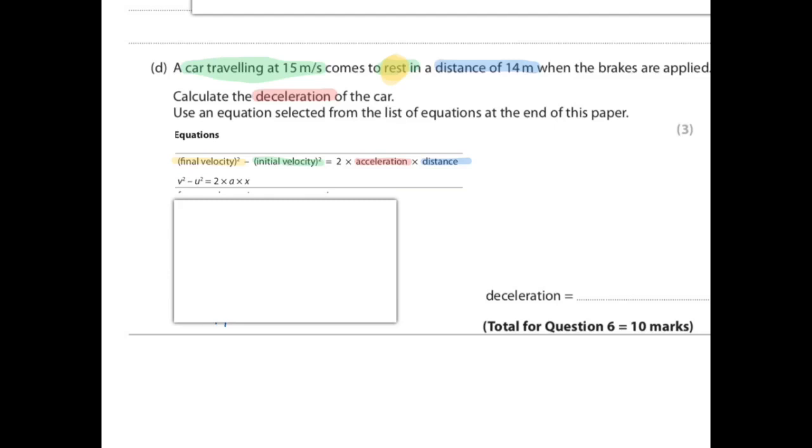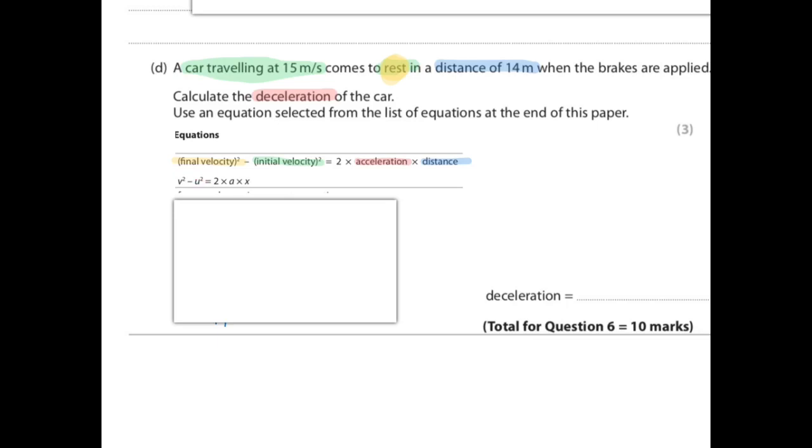Look at the values you've been given. A car travelling at a velocity of 15 meters per second comes to rest, so that means 0. So there's a change in velocity. You've got your initial velocity and your final velocity, which is 0. In a distance of 14 meters, so you need something which has distance in it. Calculate the deceleration. Deceleration is the same as an acceleration. So we've got change in velocity here, distance, and acceleration, which we need to find out. So it's v squared minus u squared equals 2 times a times x.